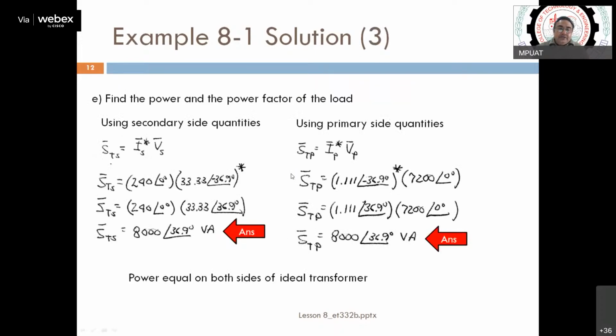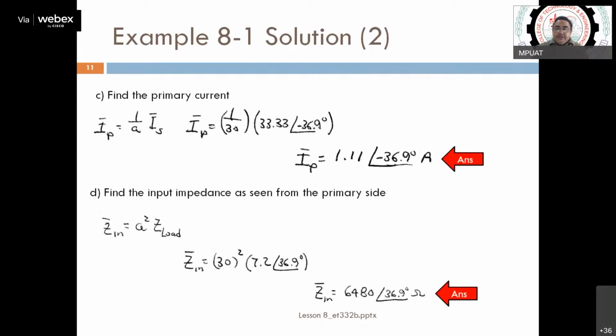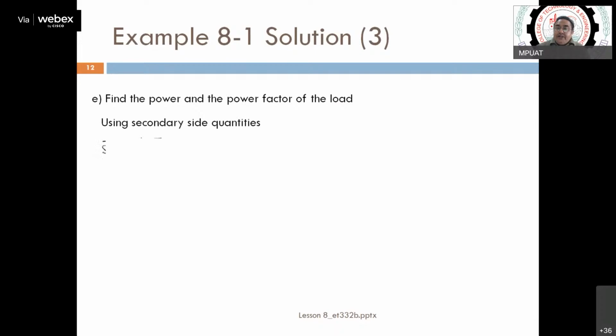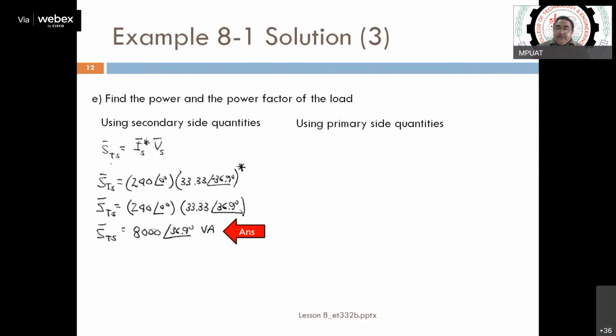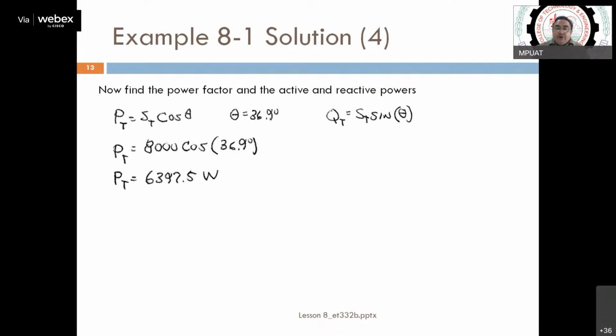I will just move it, that is what you will find out in your previous questions. For example, what do you find? Minus 36.9 degrees. What about the secondary? The secondary is also minus 36.9. So minus 36.9 means the current is lagging the voltage by an angle of 36.9 degrees. So you can find out the cos of 36.9 degrees, and from that you can find out the power factor.